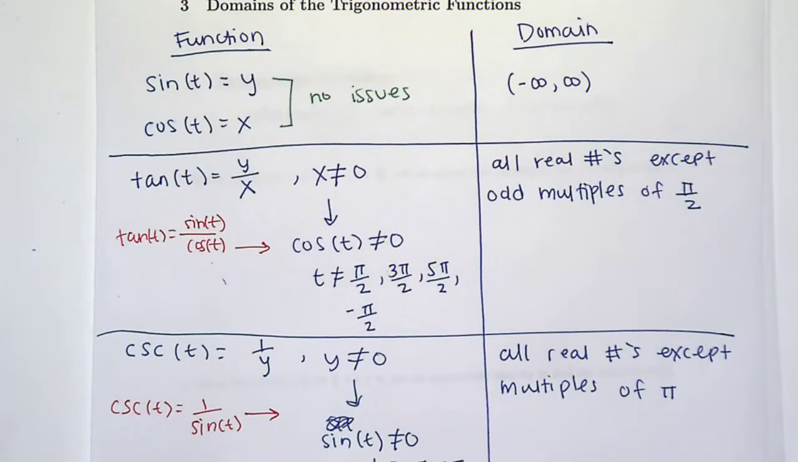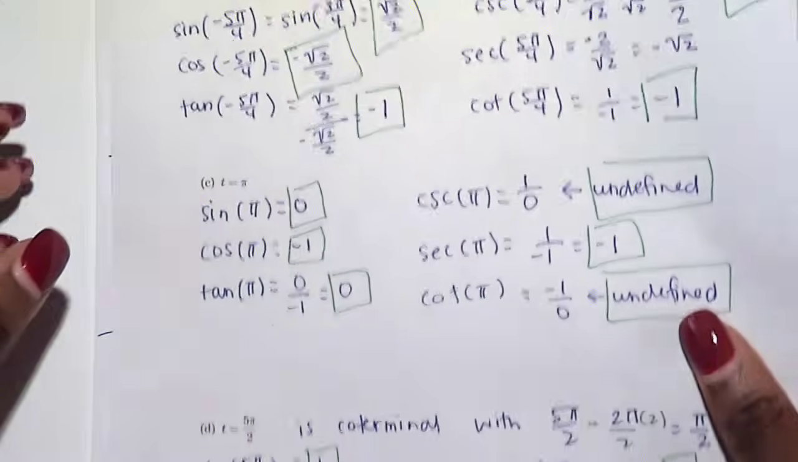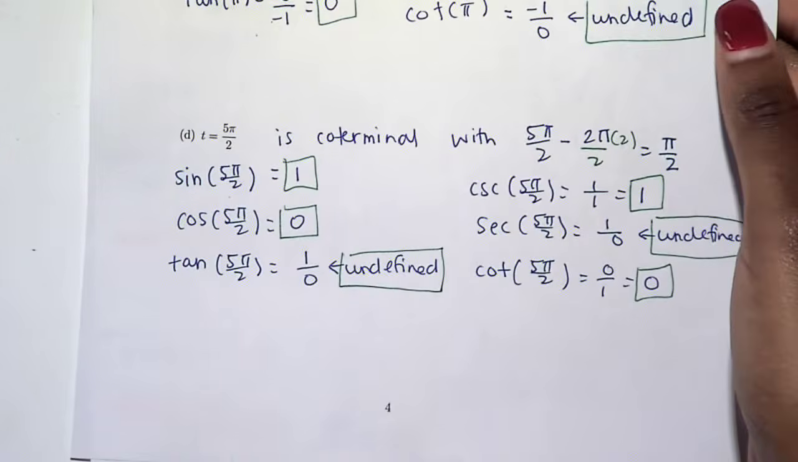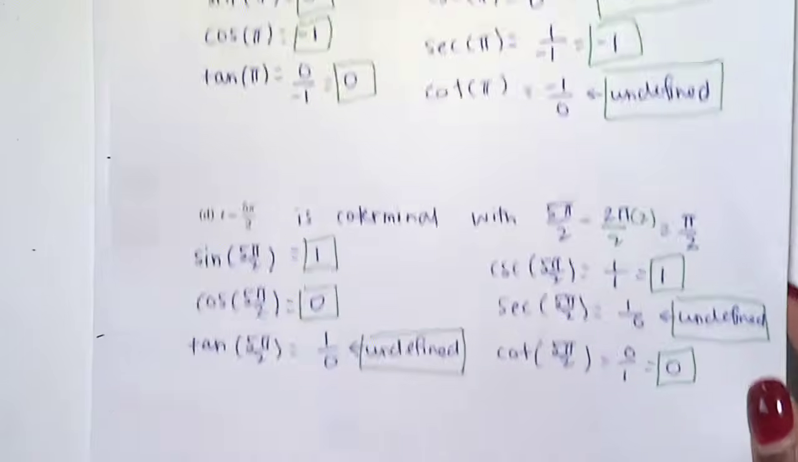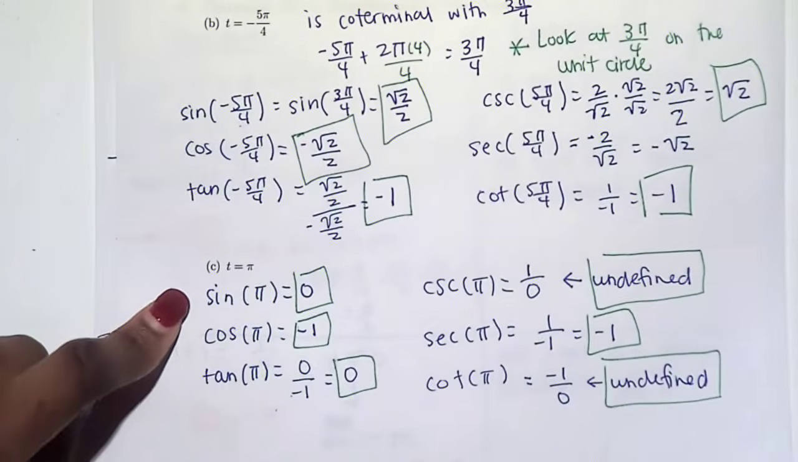All right, so we just talked about the domains of our 6 trig functions, and I know they can seem overwhelming. However, I want to direct your attention back to the previous page so we can make this make a little more sense. So let's go back here. This was page 4, just the previous page, where we were finding our 6 trig functions of certain angles.